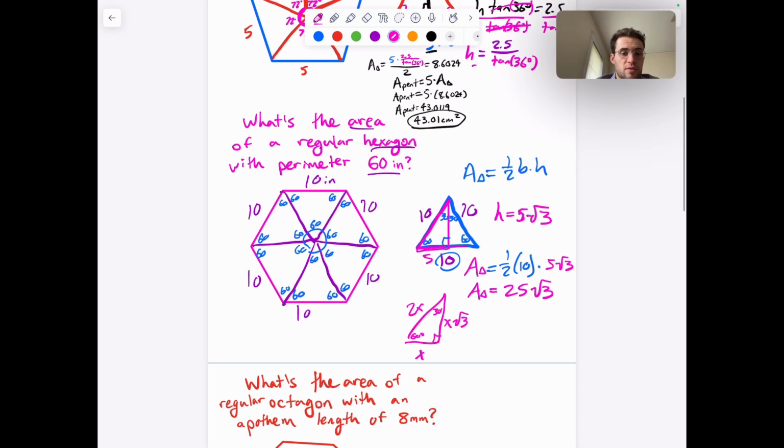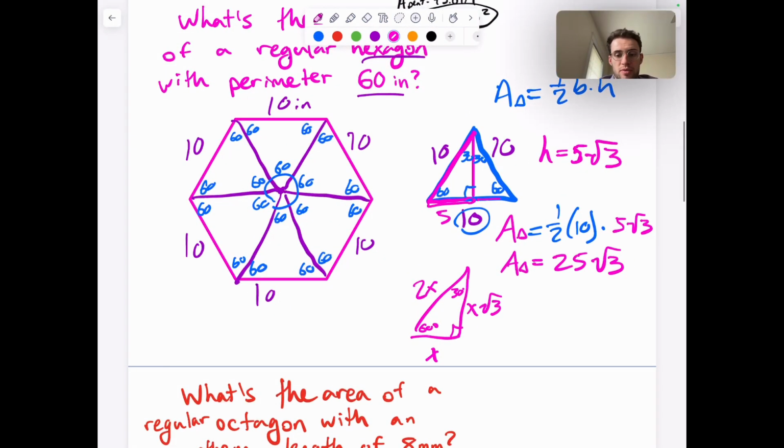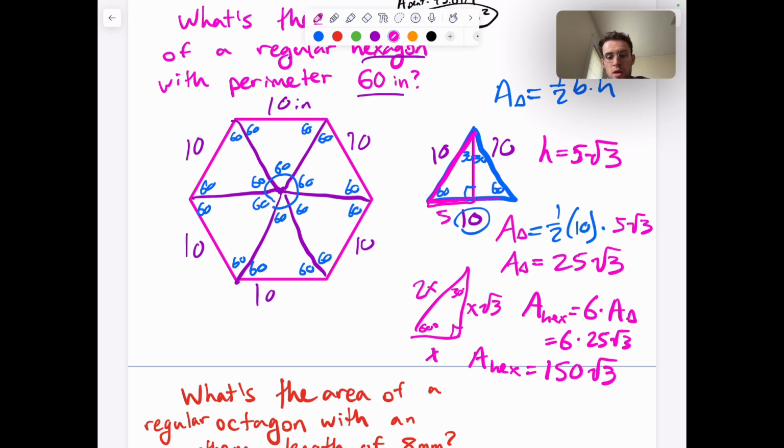We're finding the area of the hexagon, which is made up of 6 of these equal-sized triangles. So we'd say the area of the hexagon equals 6 times area of triangle, which means it's 6 times 25 root 3. So the area of this hexagon is equal to, well, we'd say 4 times 25 is 100, then 2 more 25s gives us 150 root 3. Our units are inches squared.